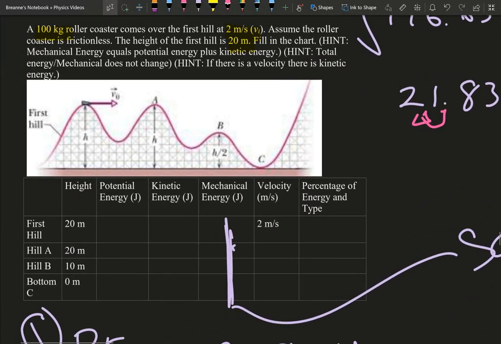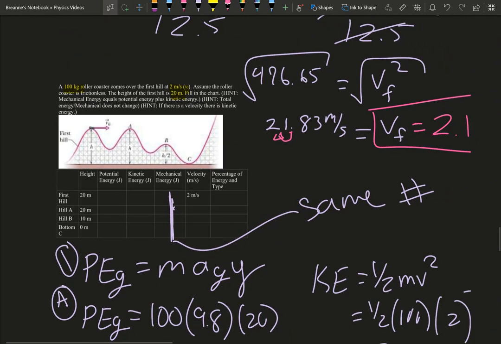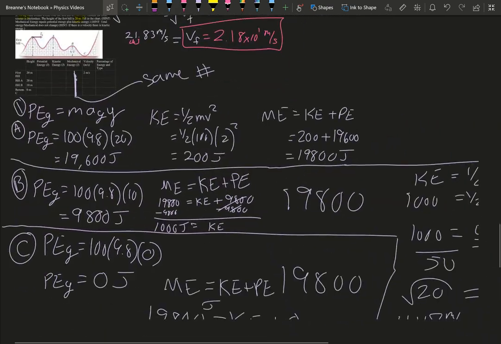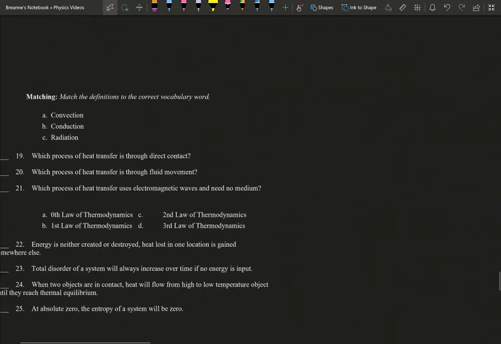Now, the only reason that the first hill had a kinetic energy is because it had a velocity. If it says that it's starting from 0, that means it would go from 100% potential energy at the top to 0 kinetic energy at the bottom. But this one had a velocity to deal with. We are almost done. We just got to do our matching.